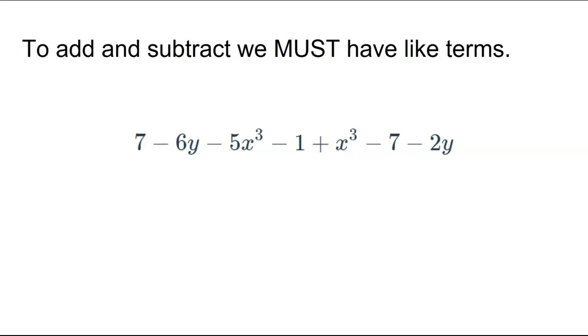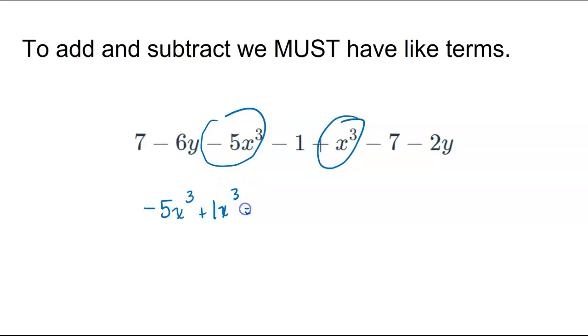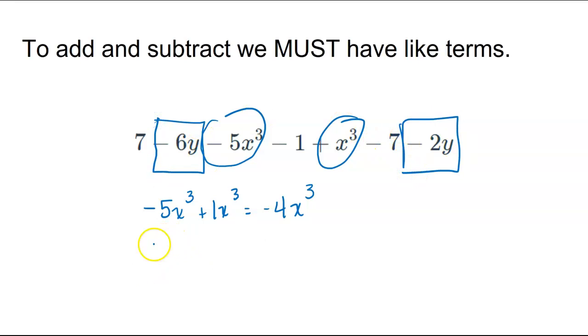You pause the video and try this one on your own. You should have put together your x cubed terms, so that's -5x cubed plus 1x cubed. -5 and 1 add to be -4x cubed. We have some y terms, so anything that has a y with no exponent. -6y minus 2y becomes -8y.